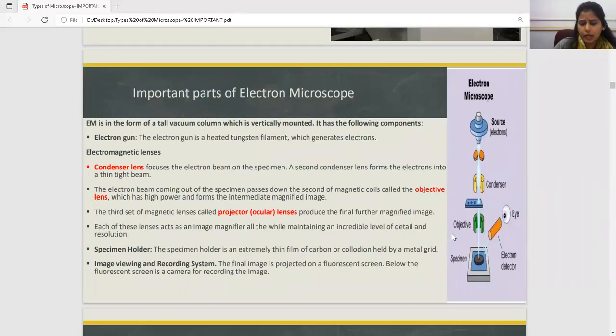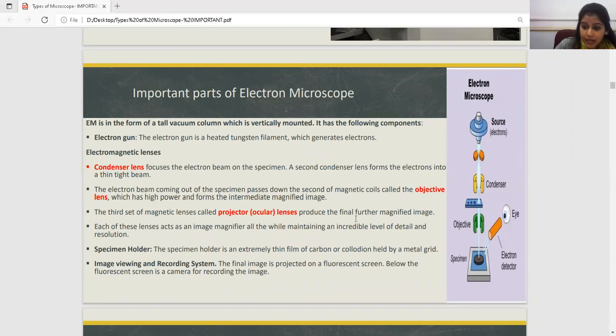The important parts of the electron microscope are listed down here. We have an electron gun, which is nothing but the donor of the accelerated beam of electrons, which is the heated tungsten filament, capable of generating a highly intense beam of electrons under the influence of electric voltage. And we have a set of electromagnetic lenses.